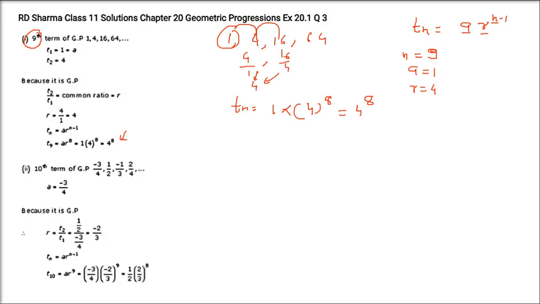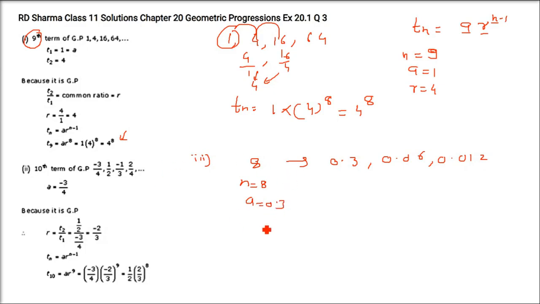And there's one question which has decimals in it. Let me write that question, and then I'm going to give you a hint how to solve it. There is a third part here. The third part is the 8th term of the GP, the series is 0.3, 0.06, 0.012. So n is 8 here.